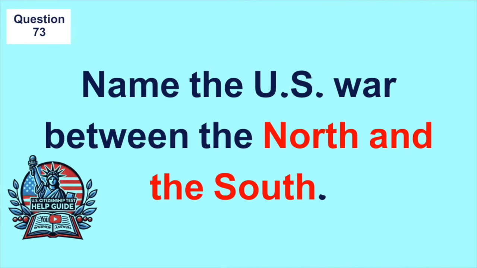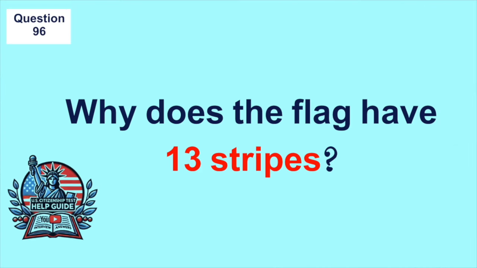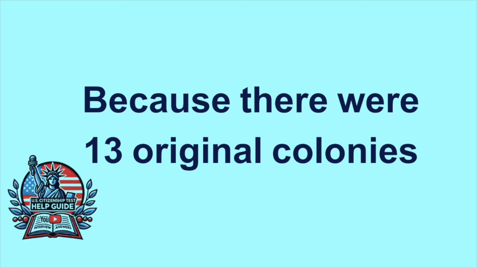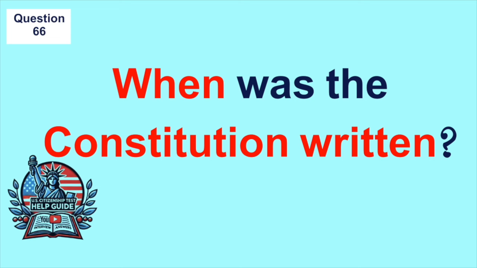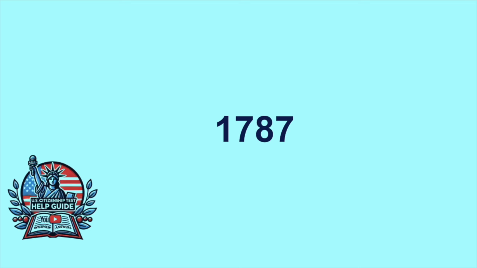Name the U.S. war between the North and the South. The Civil War. Why does the flag have 13 stripes? Because there were 13 original colonies. When was the Constitution written? 1787.